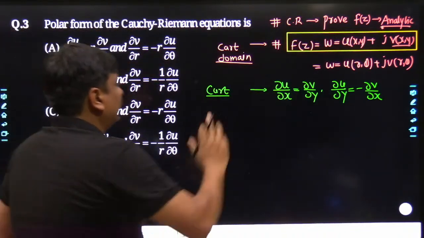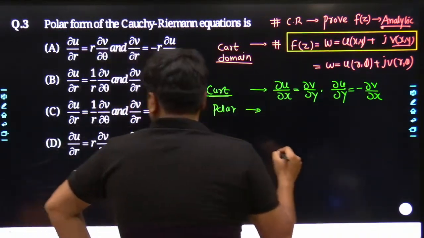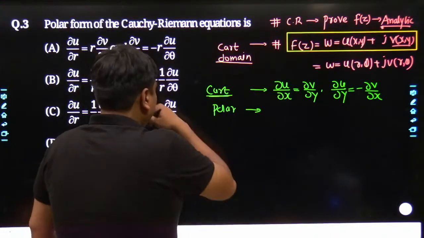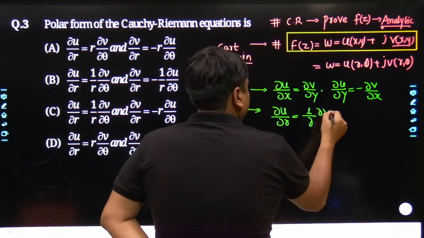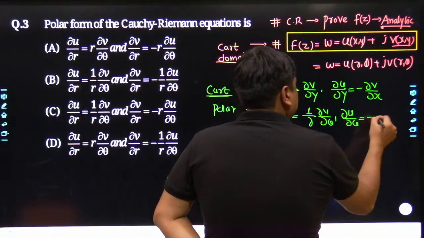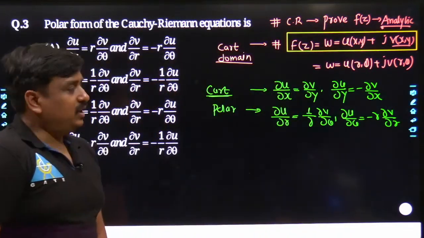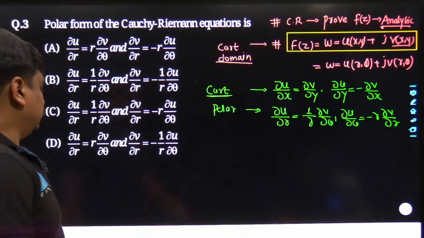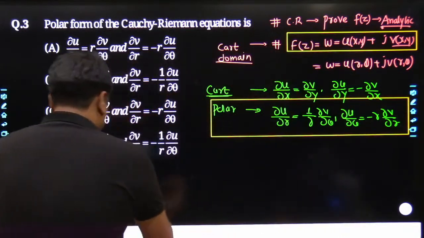Now, if you recall, what was the conclusion in the polar form? Tell me, what was the conclusion in the polar form? The conclusion was, just a minute, dou u by dou r is equal to 1 upon r times dou v by dou theta, and dou u by dou theta is equal to minus r times dou v by dou r. So I would expect that you are able to recall what we have studied in complex variables. So the answer, if we see, obviously I need to take the reference of the second outcome. So B is going to be the answer.